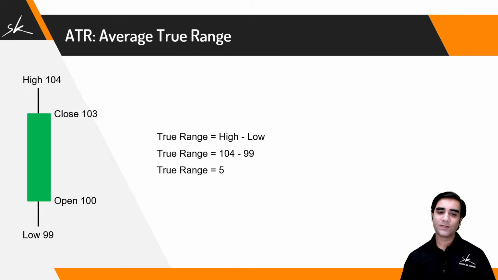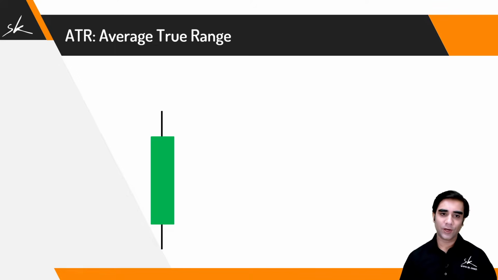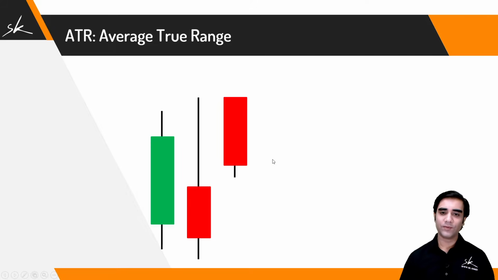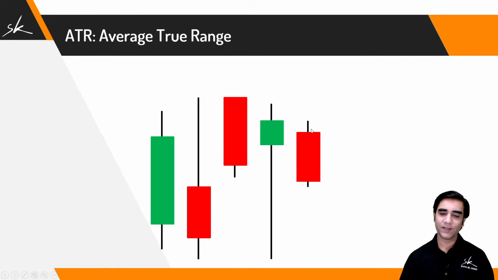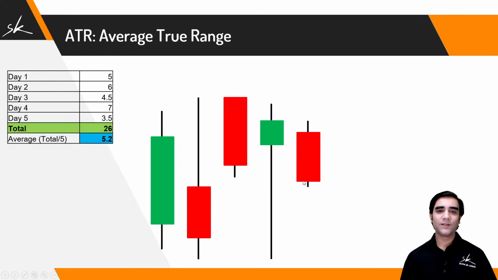Now that we understand what is the true range, it is easy for us to calculate the average true range. So let's assume I'm looking at a chart and a stock did something like this, that from the low to the high, this is how it moved on one day. The next day it moved something like this, the next day something like this, the next day something like this, and the next day was something like this. So let's assume I'm calculating an ATR of 5 periods.